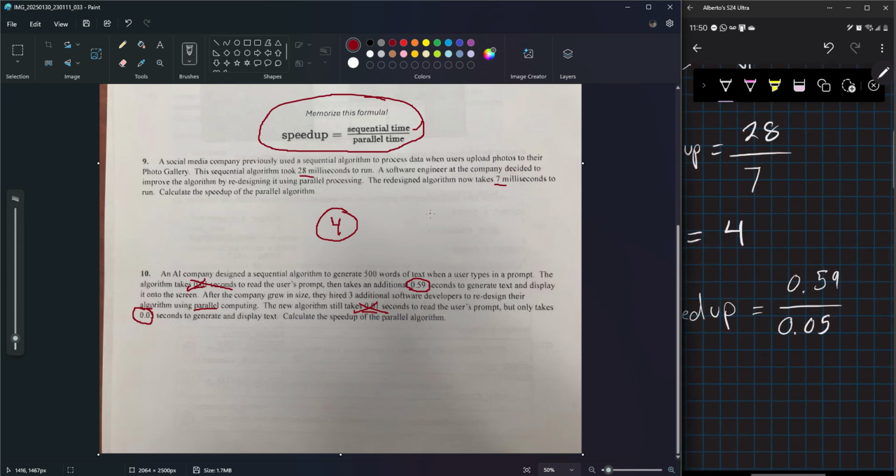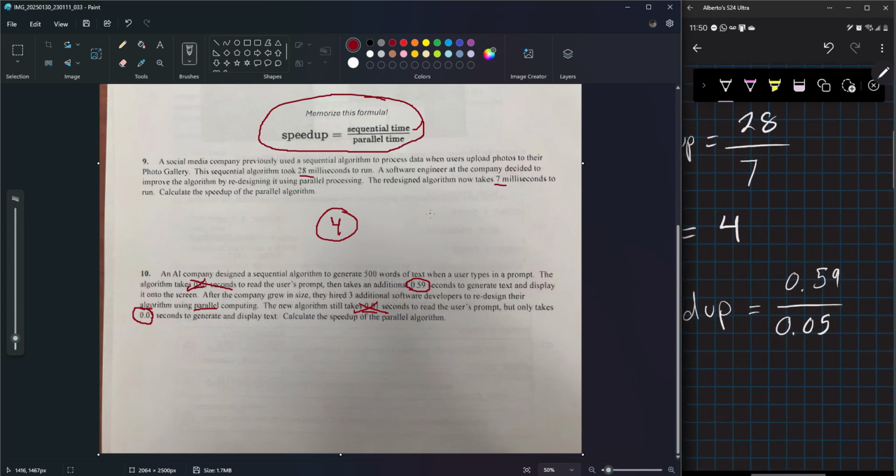And I'm going to solve this, but this would be your answer. You could just do 59 divided by 0.05. That can be your answer. It would be like 12, barely. I think it's like 12, something like that. 11.9. But that can be your answer. That would be an acceptable answer.